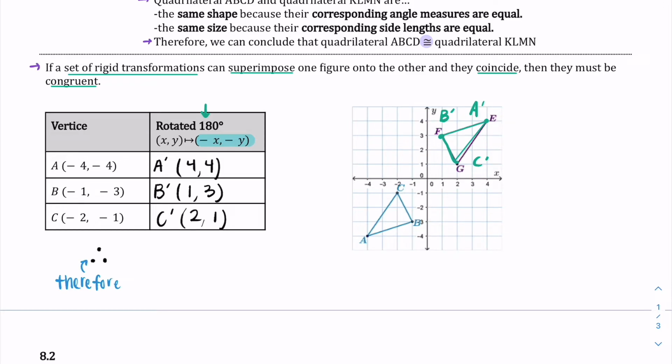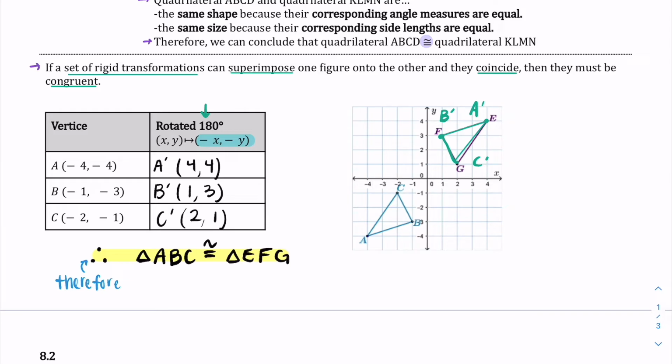So this is therefore. We can say triangle ABC is congruent to triangle EFG. And then before we move on, there is one important thing to note when you're writing the congruent statement. So we said, therefore, triangle ABC is congruent to triangle EFG. It's important that you match up the proper vertices so that they are in the correct order.